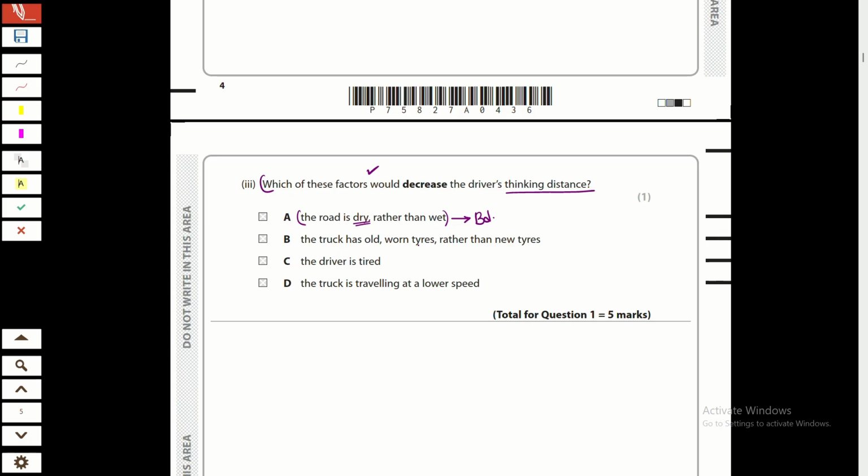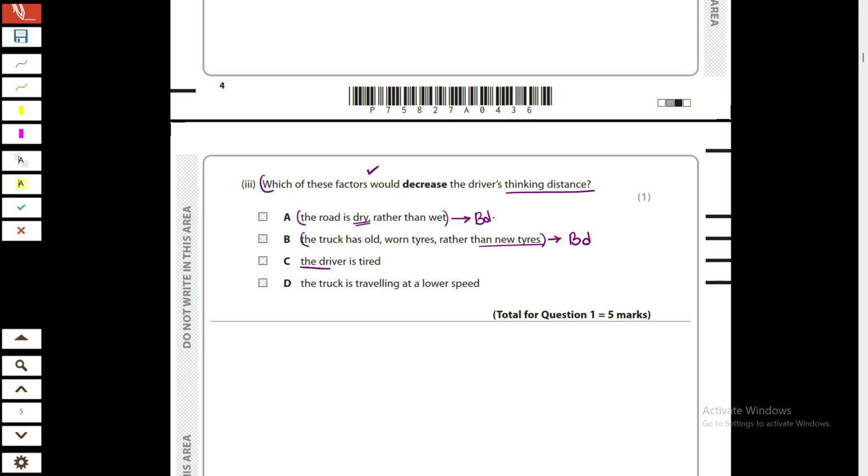The truck has old, worn tires rather than new tires. So this factor also affects the braking distance and not the thinking distance. If the truck has old, worn tires, then obviously there will be very little friction between the tires and the road, and the braking distance would increase.